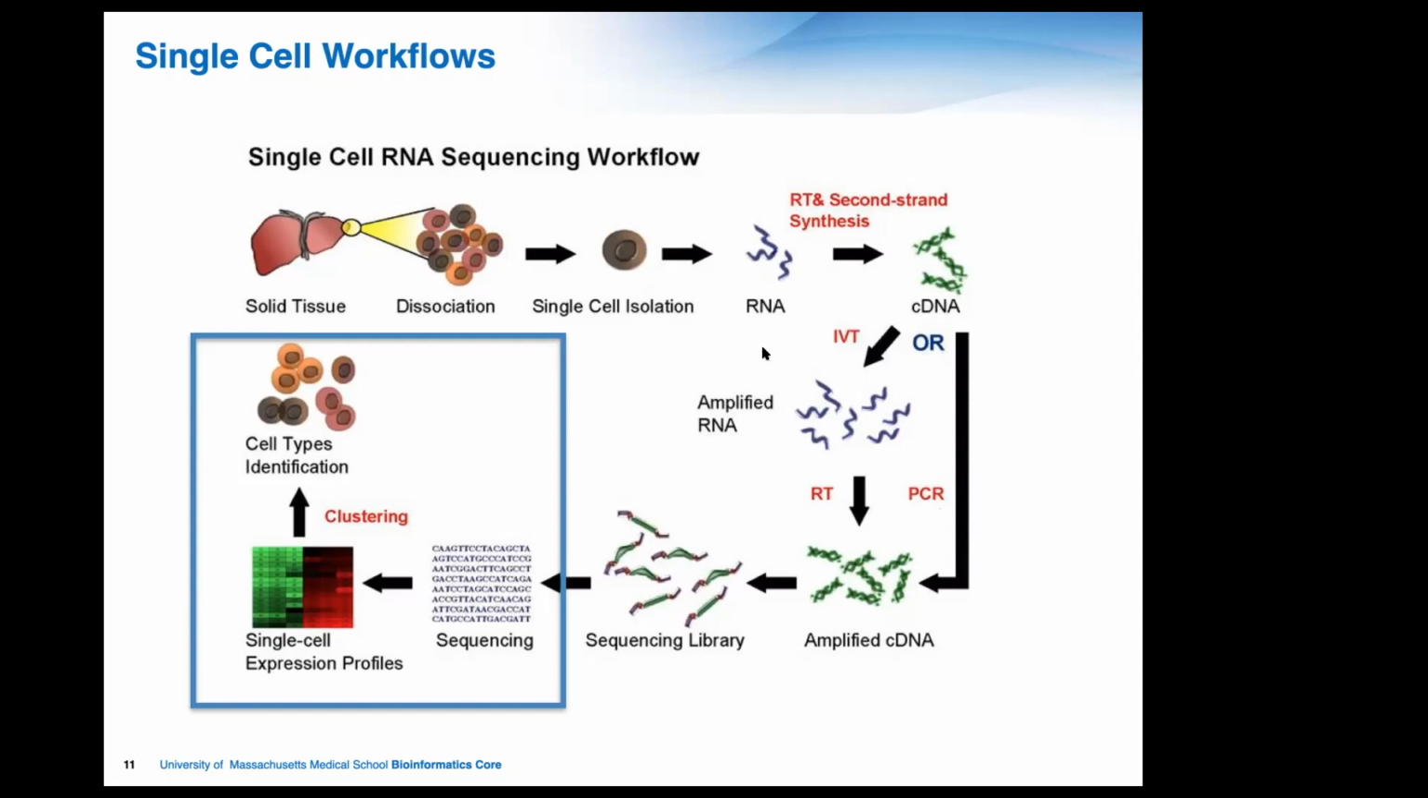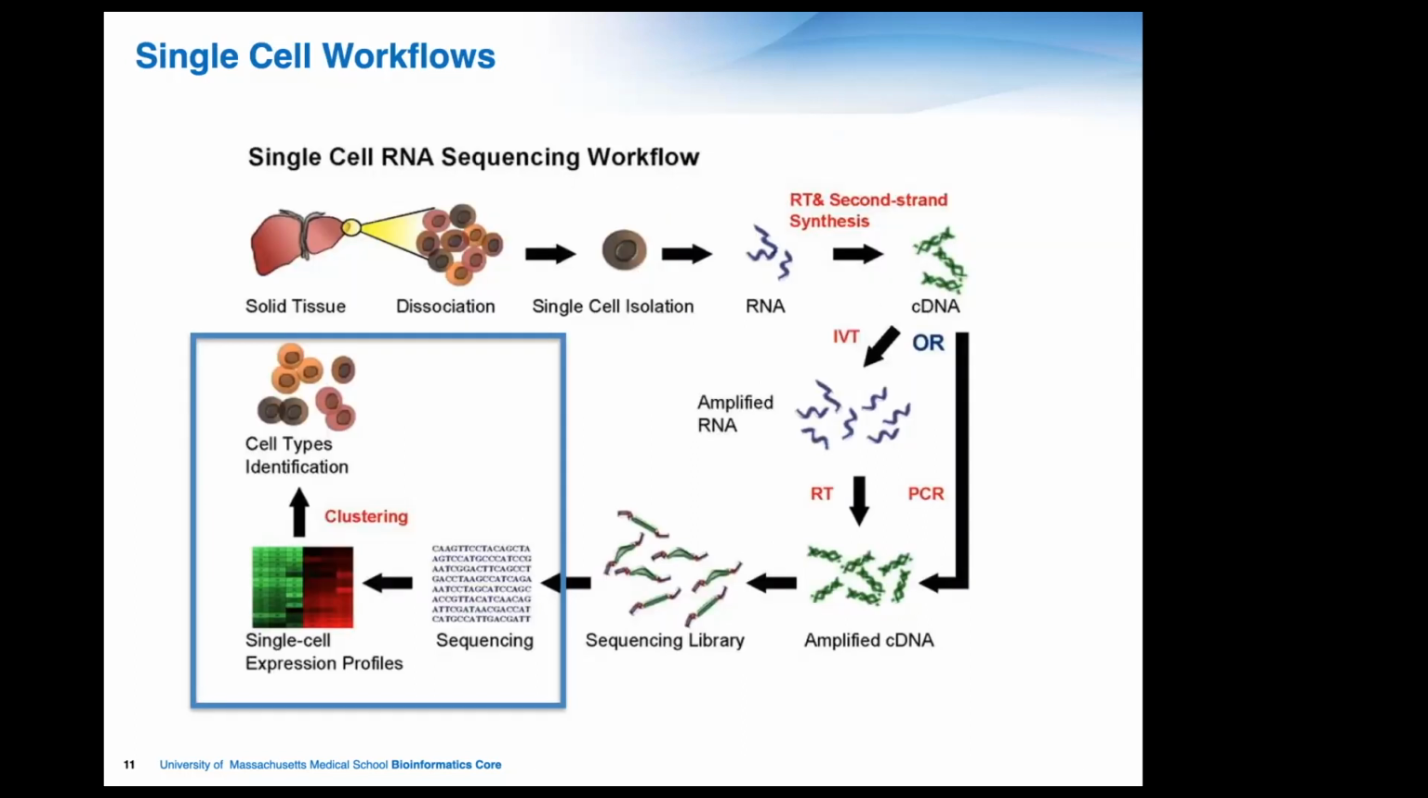What we're going to focus on today is really what's in the blue square, which is that we have sequencing data, and we're going to build up the single cell expression profiles and work to identify what cell types are actually in that data. If you do have questions about some of the previous steps, feel free to reach out or ask at any point.